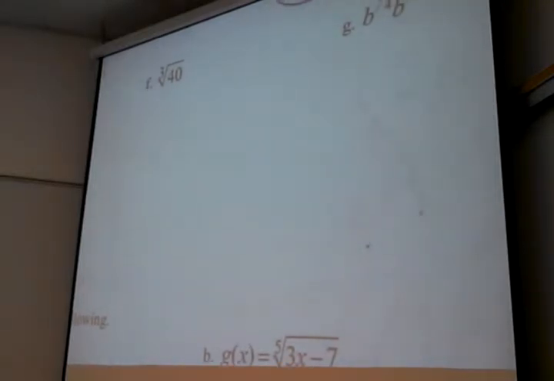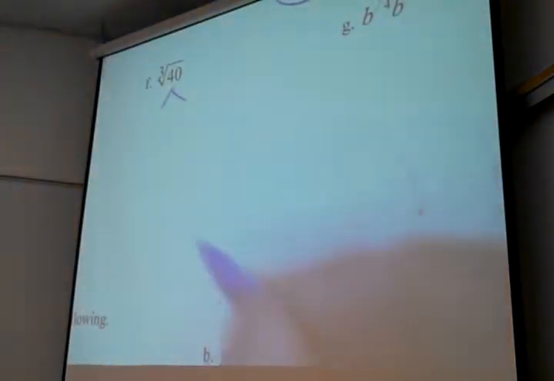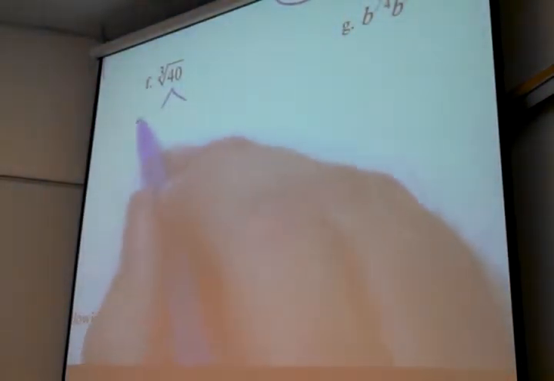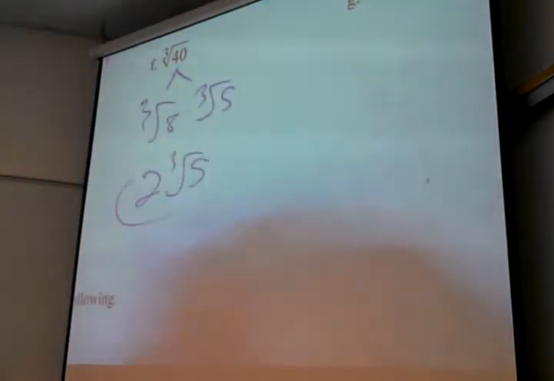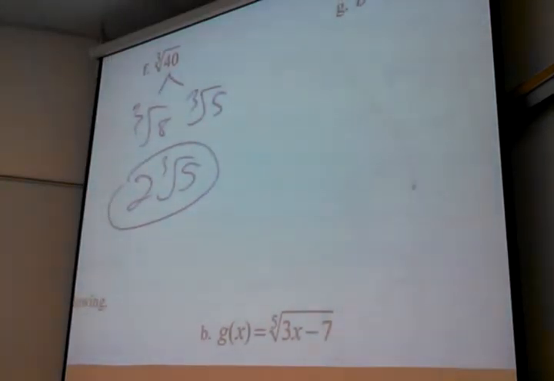What about part F? We already did part F. I forgot I put this on here, but that should have been easy. We did that one earlier. What's the nice cube number you can do in there? 2. Well, eventually. But if you break 40 up as cube root of 8 times cube root of 5. Cube root of 8 is 2. Cube root of 5 is, I don't know, third base.